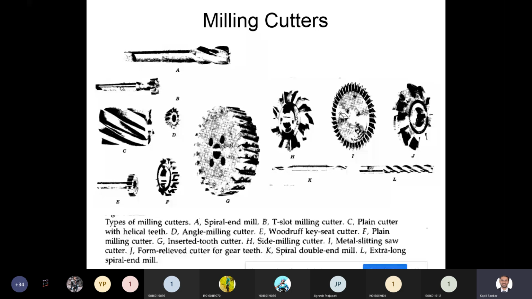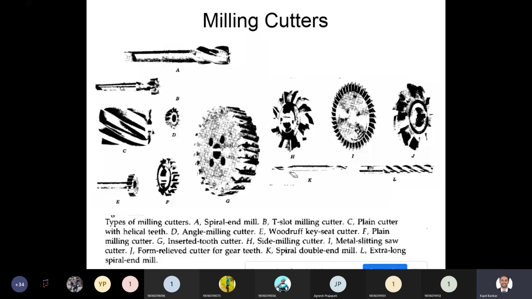Then this is called metal slitting cutter. So with the help of this slitting cutter, you can divide your part into two sections, or you can create a very small slit on the workpiece also. So it is called metal slitting cutter or metal slitting saw. This is called form relieved cutter for gear teeth. Okay, this is called form cutter. So with the help of this form cutter, you can create teeth on a gear blank. A number of form cutters are available as per your requirement.